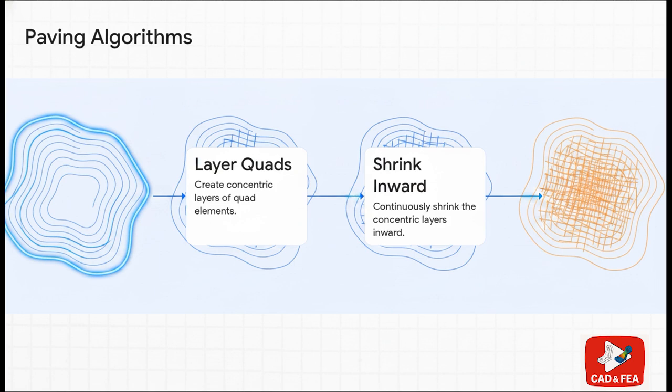Then it projects inward, generating these complete concentric layers of quad elements hugging that boundary. It continuously shrinks those layers inward, almost like ripples in a pond, but running in reverse. Finally, when those shrinking rings inevitably crash into each other in the center, the algorithm uses complex intersection logic to handle the overlaps and perfectly close the mesh.